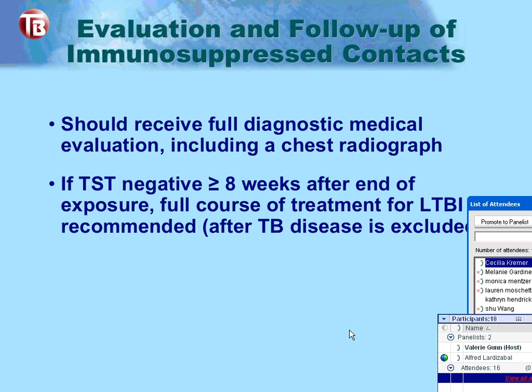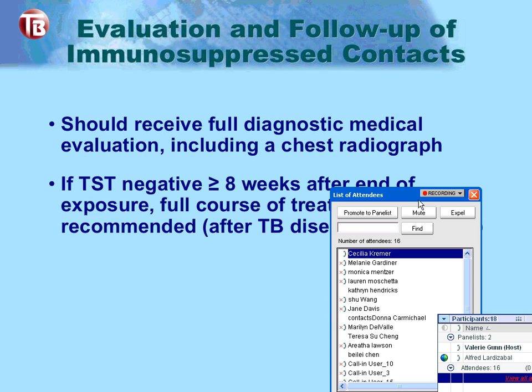Now, for the group that involves immune-suppressed contacts, they also should receive, as you would with very young children, a full diagnostic medical evaluation, which includes a chest X-ray to begin with. It's very important to state here that ruling out active disease is very important among immunocompromised patients before the decision to start treatment for latent TB.